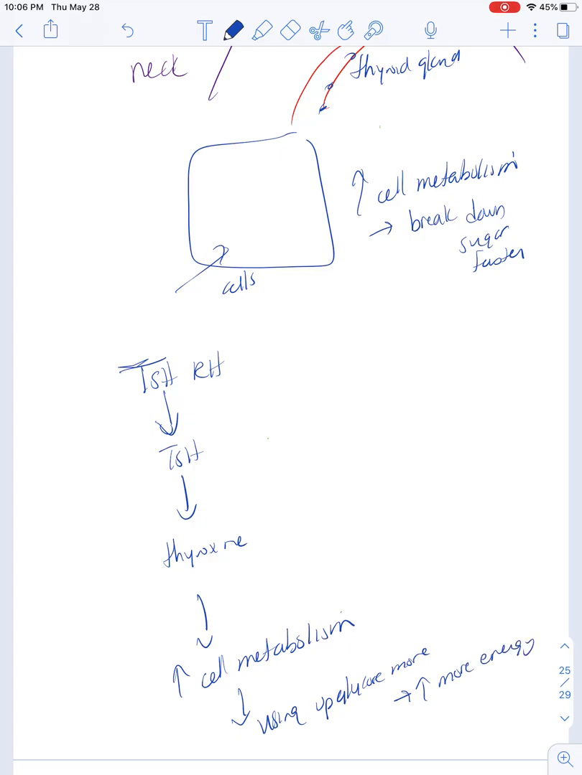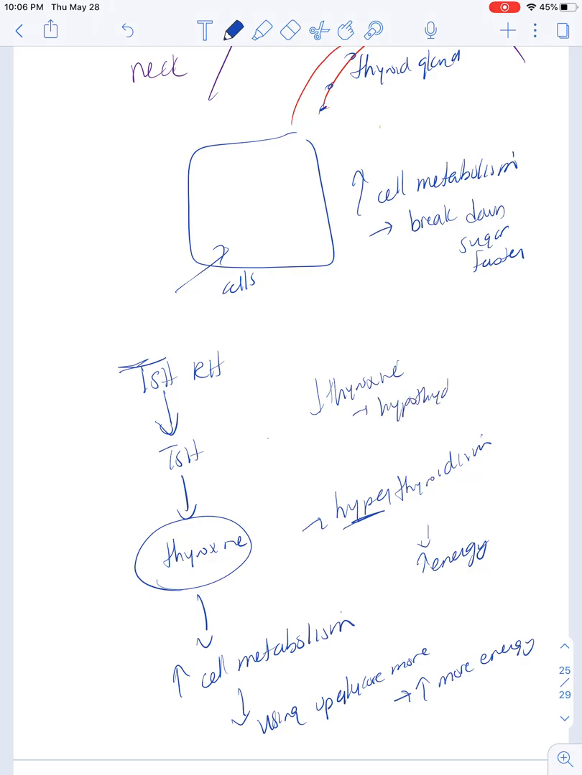So some people who produce too much thyroxine have what we call hyperthyroidism. Hyper means you produce too much. And this hyperthyroidism makes them have lots of energy. And the reverse, some people produce too little thyroxine, and that's called hypothyroidism. And so they gain weight easily, and they're tired all the time. And that's basically what you need to know for TSH, RH, and thyroxine and cell metabolism. And so they're all kind of related here.